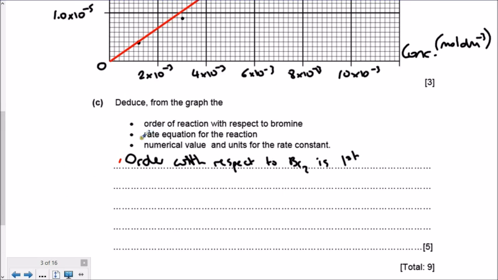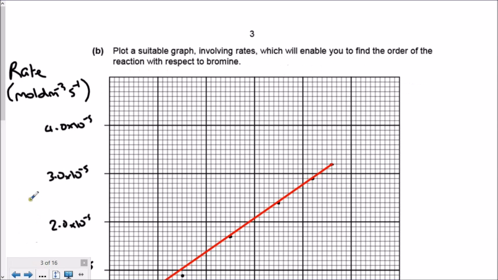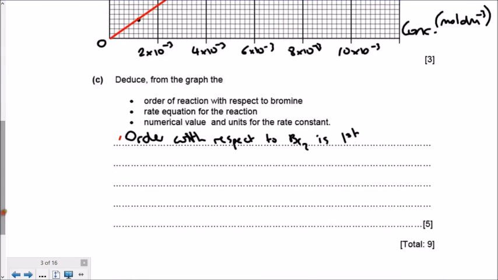Next I'm going to introduce the rate equation. So if I look back at the data on the previous page, I can see that in the equation there are two reactants, 1, 2. The question tells me that the concentration of methanoic acid is constant throughout the reaction, so I can ignore the methanoic acid. The only thing I need to include in the rate equation therefore is bromine, so I'm going to say rate equals k[Br2]. I don't need a power because it's first order.